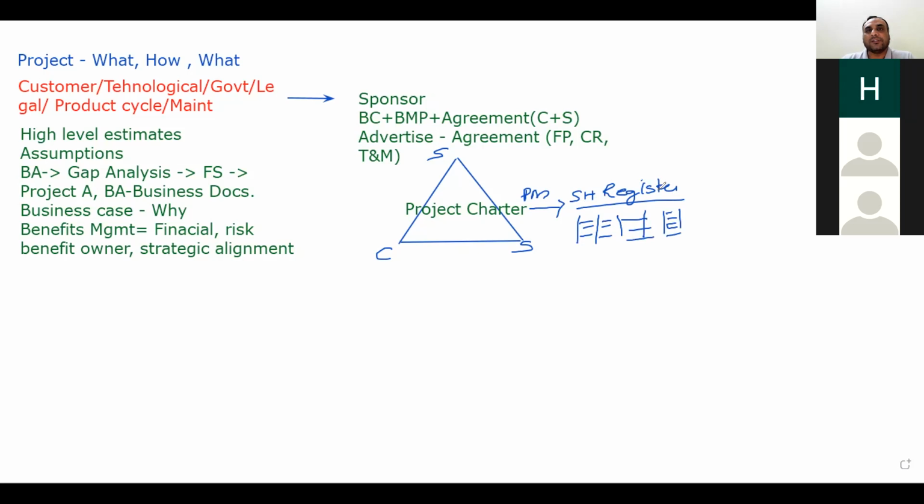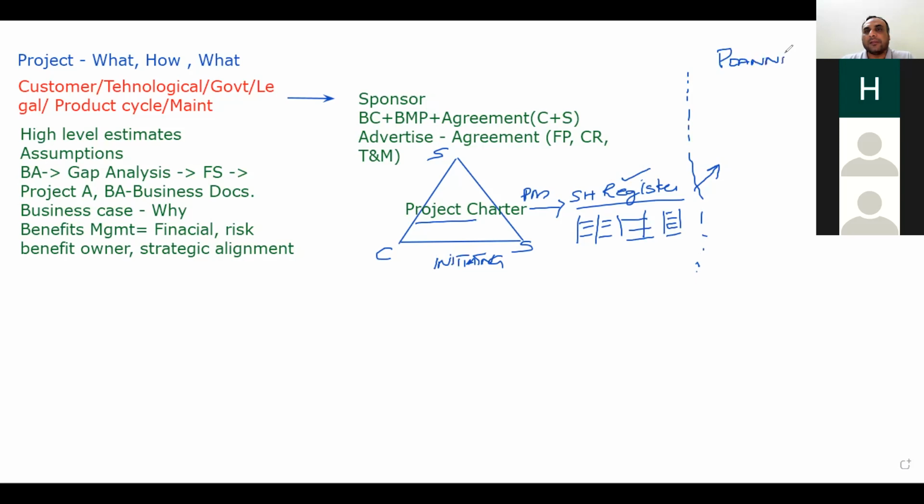So once the stakeholder register is ready, the project manager will start planning. So if I put the dotted line here, it completes our initiating process group in the project. What happens in the initiating process group? The charter is issued and a stakeholder register is prepared. When this is done, the planning process group will start.